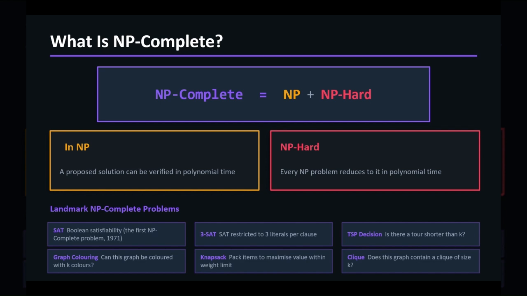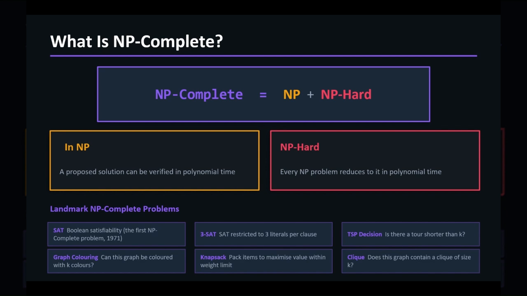The first problem ever proven NP-complete was the Boolean satisfiability problem, SAT, proven by Stephen Cook in 1971. His proof showed that SAT is the canonical hard case for all of NP. Since then, thousands of problems have been proven NP-complete by reduction from SAT.